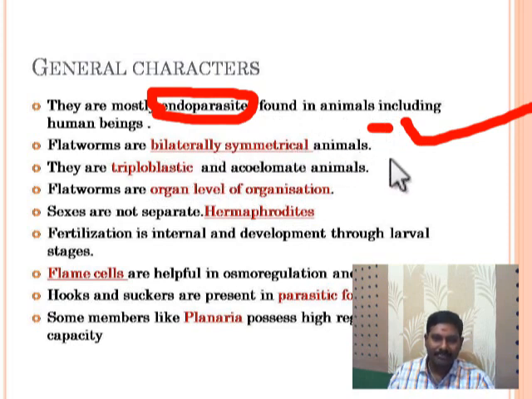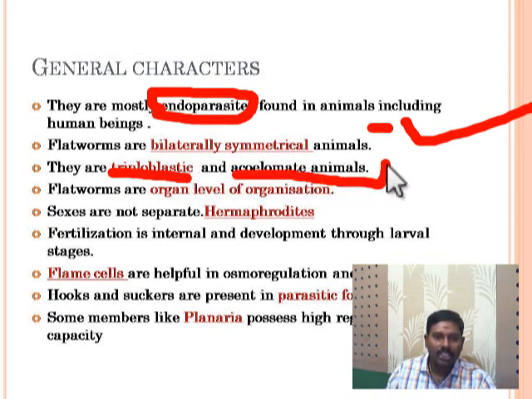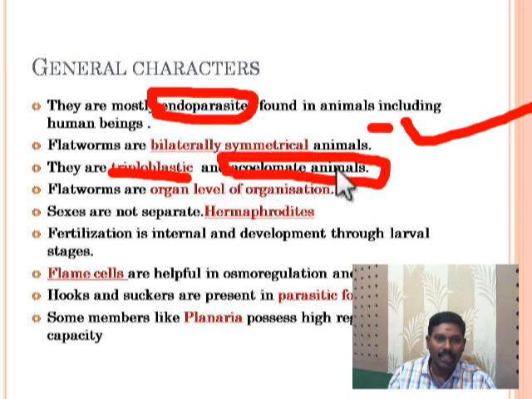That means the next level of development from porifera. If you see porifera, coelenterata, ctenophora, they are all radially symmetrical. They are from the lower group of animals, where here there is a difference. There is a movement from lower to higher group. So bilaterally symmetrical animals they are, and more than that they are triploblastic. That is ectoderm, endoderm, mesoderm, three germ layers are there. Here there is no coelom, acoelomate organism. These are acoelomate animals.